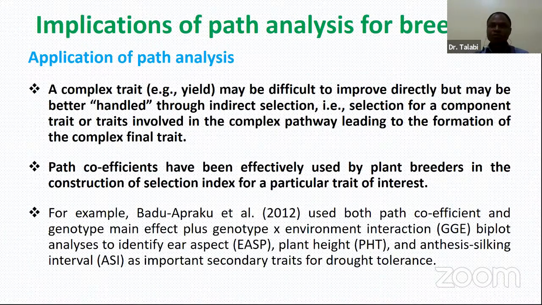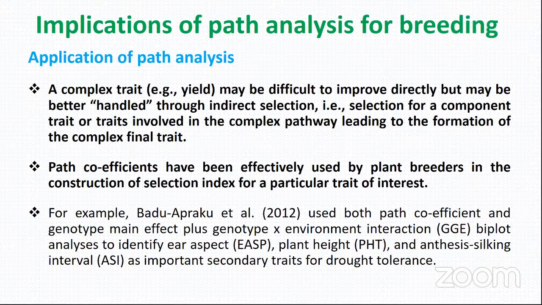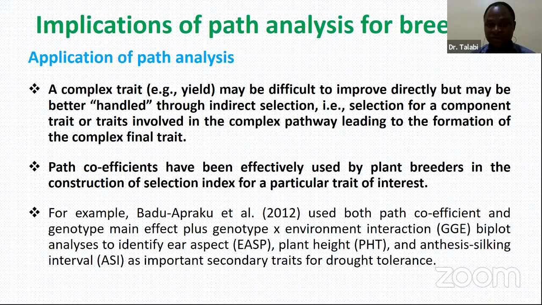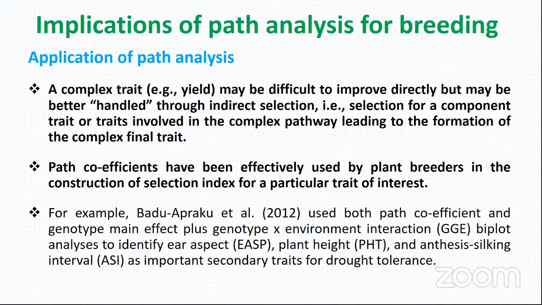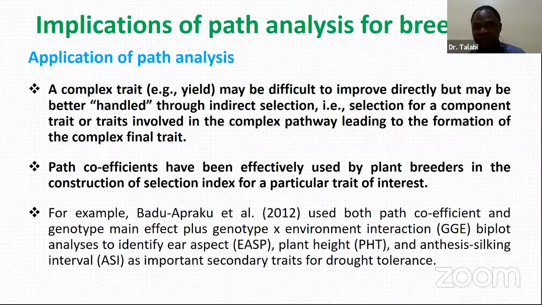All right. So what are the implications for breeding? Basically, path analysis, like many of you know, gives you the idea of traits that are really making contributions to yield. That means their contributions are significant, because so many other contributions might not be significant and will not be handled in the model. So when you're looking at a complex trait, for example, yield, sometimes some final traits are difficult to handle directly.